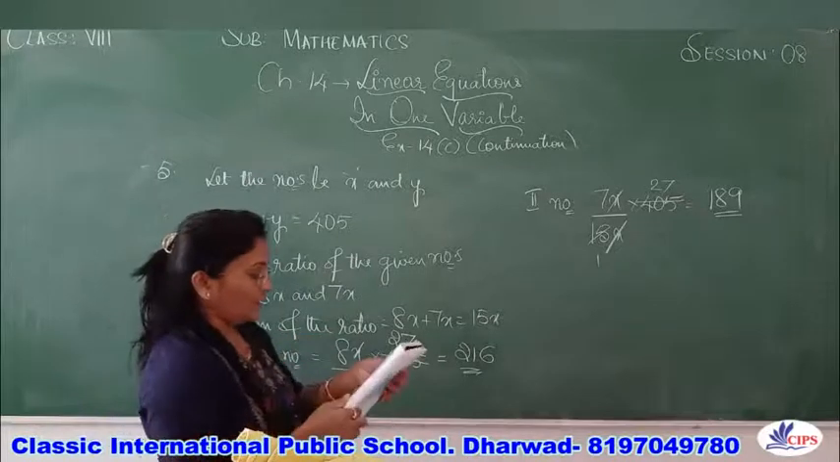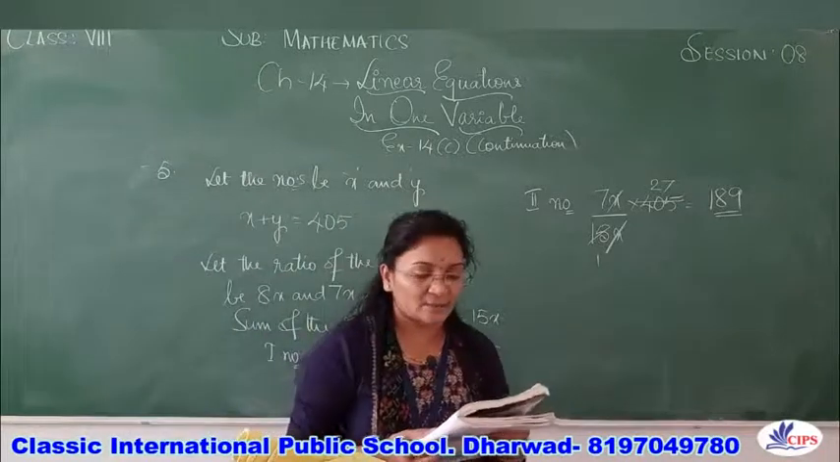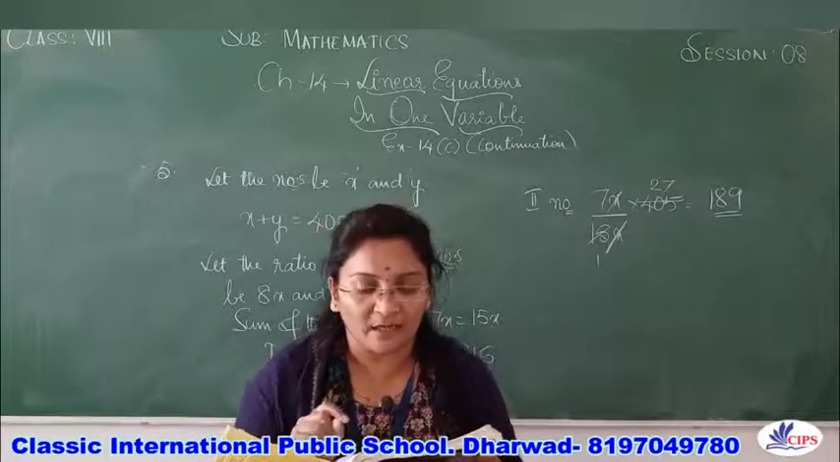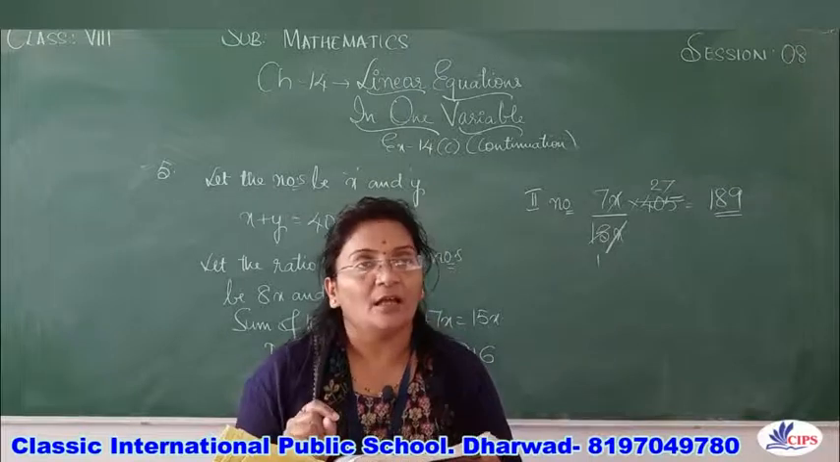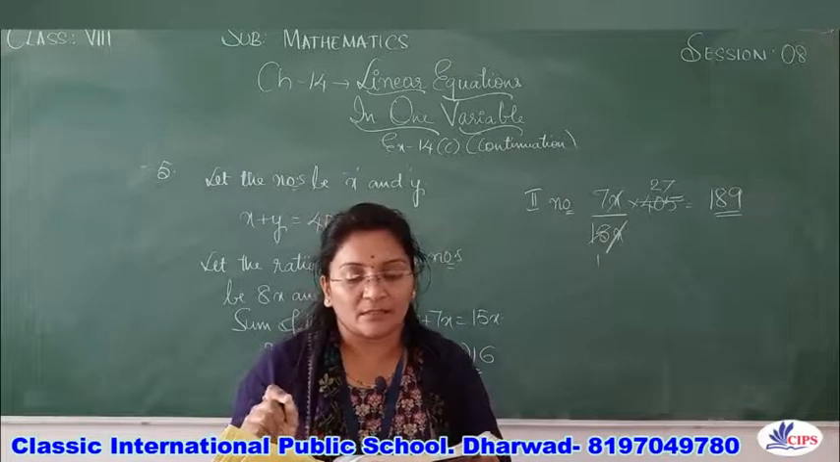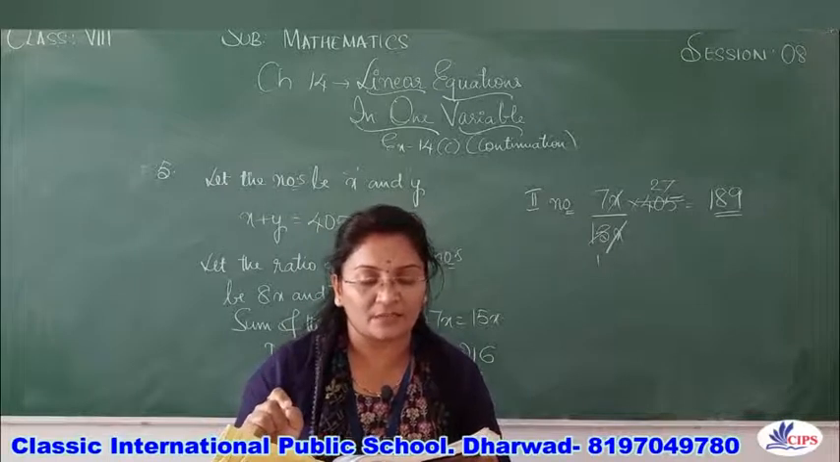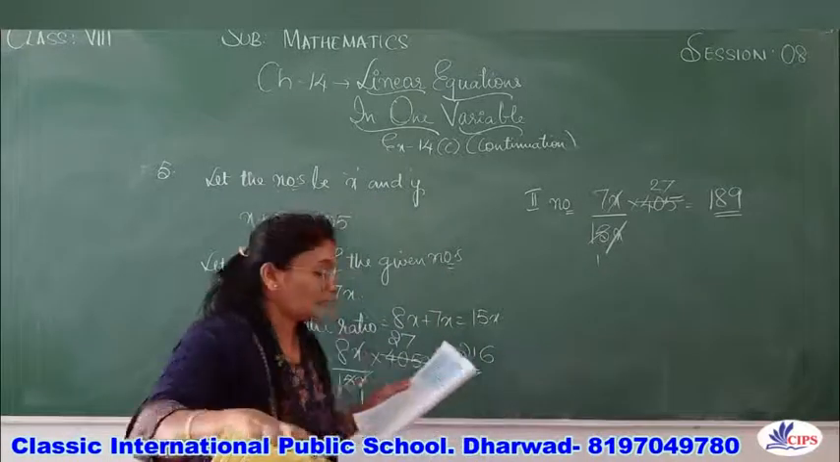Understood? Now let us move on to the sixth one. The ages of A and B are in the ratio 7:5. 10 years hence, the ratio of their ages will be 9:7. Find their present ages. So let us solve this sixth sum.